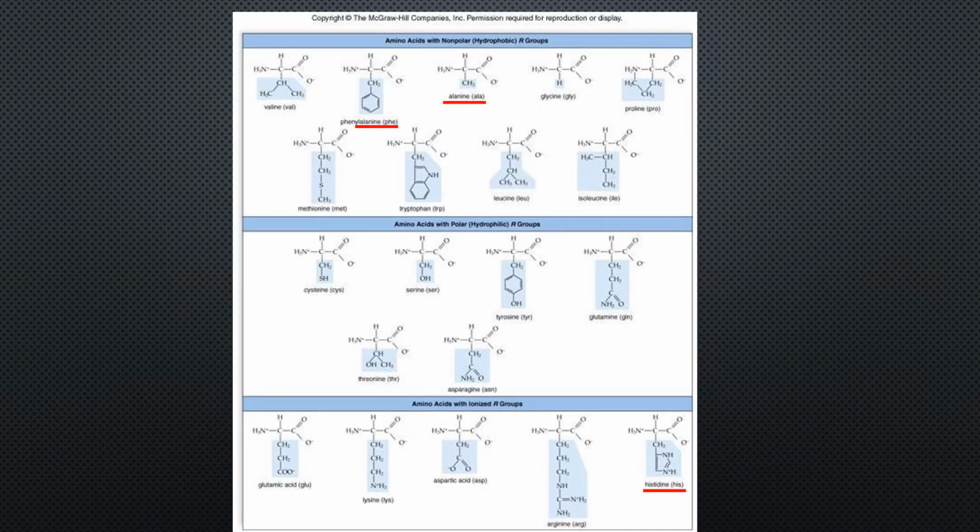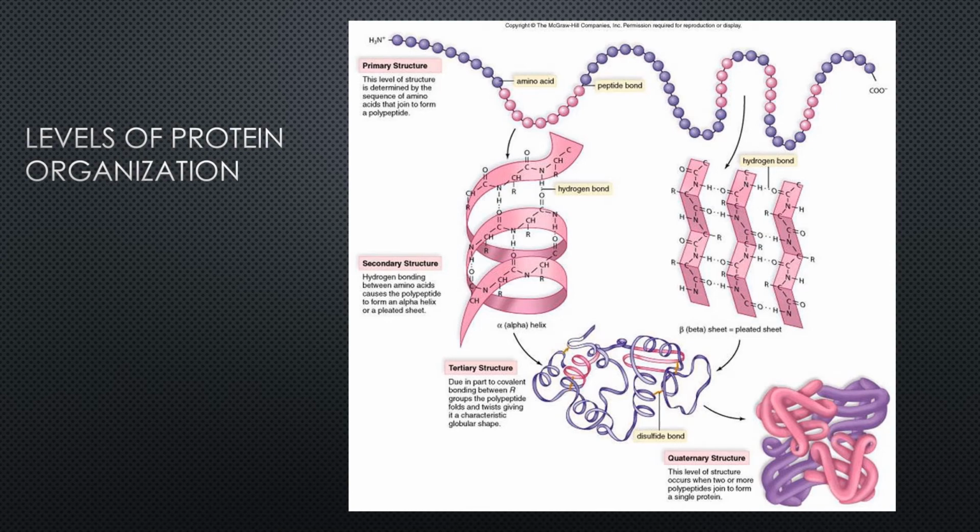Okay, so here are the amino acids that we just produced. Here is our phenylalanine, our alanine, and our histidine. They have specific chemical structures, and that's going to become important. So this should be a little bit of a review.